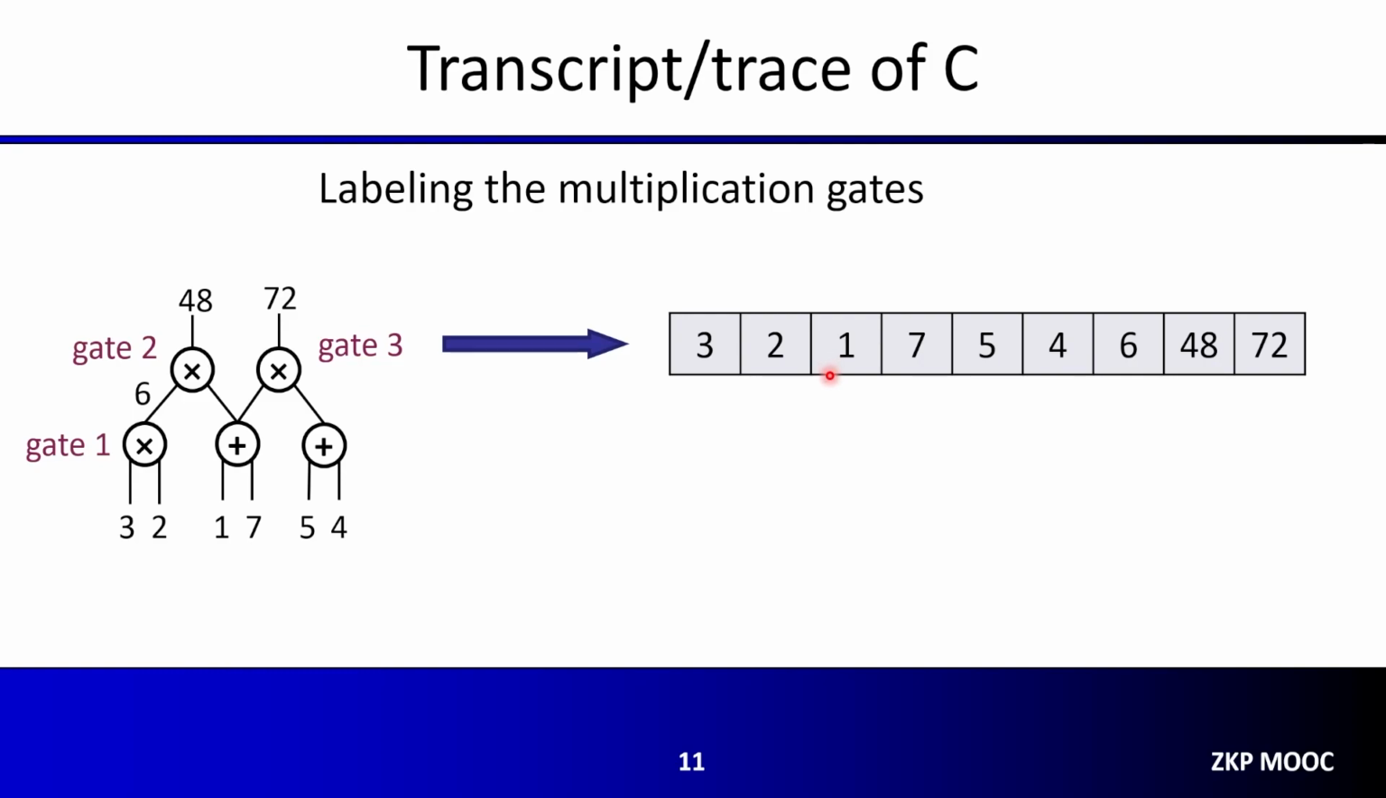Another thing to introduce is that, very naturally, we're also going to label these gates in the circuit. Again, we only care about the multiplication gates for QAP. And we are just going to label them one by one. For example, we have gate 1, the multiplication gate here, gate 2, and gate 3. So we have 3 multiplication gates, and the trace is a vector with 9 values in the circuit, with 6 inputs and the 3 outputs of the multiplication gates.